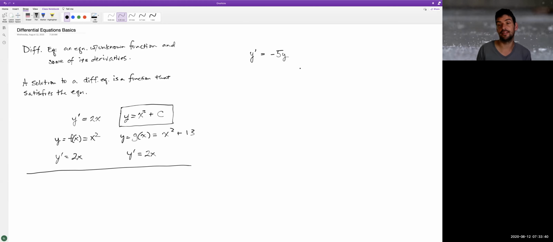Something like this takes a much more complicated method, which we won't get to until the next video, but we will be able to solve this kind of differential equation. But right now I want to focus on what it means to satisfy it.